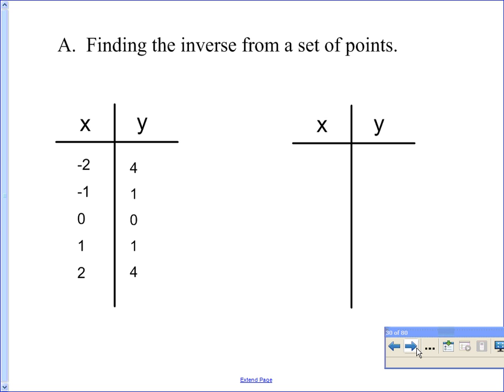Let's say we have this set of points, and we don't know whether this is a function, and we want to find its inverse. All we need to do is exchange the x and y values. So that becomes (4, -2), (1, -1), (0, 0), (1, 1), and (4, 2). And then we have the inverse of that relation.